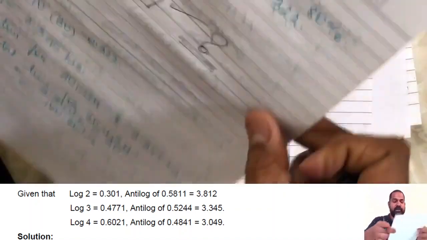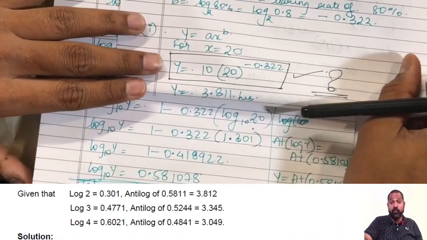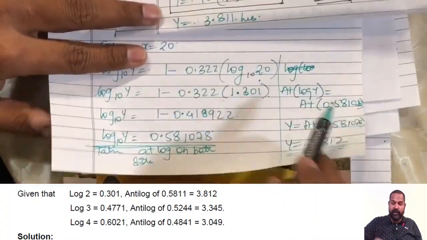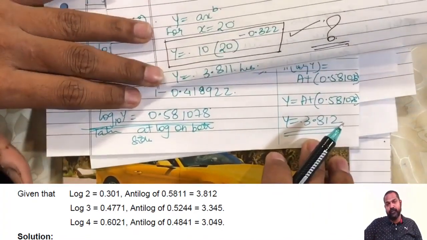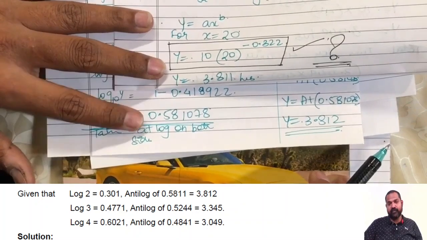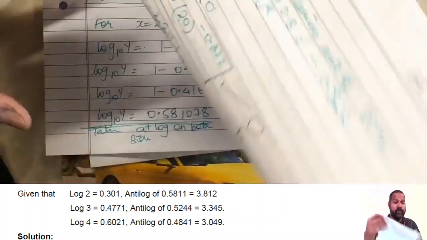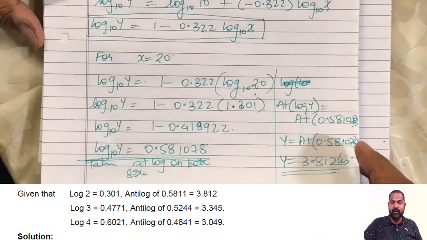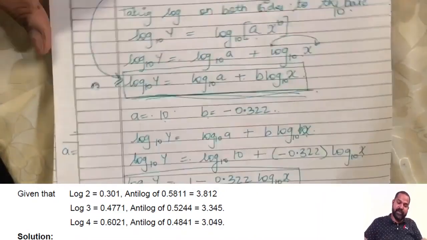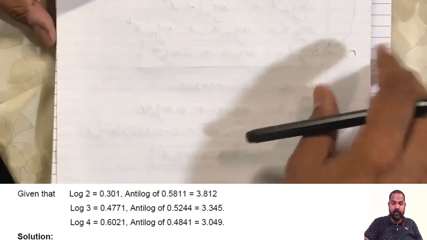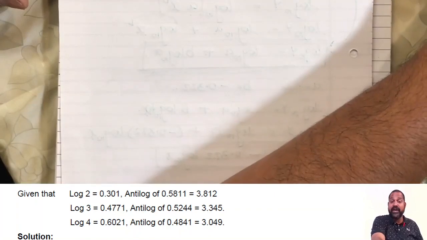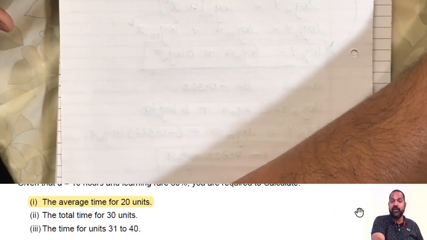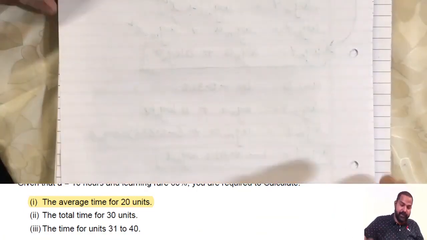Yes. Just some time ago I had done the same question, but I used my cell phone calculator and the answer is y is 3.811, and here I got 3.812. Isn't it the same? Yes. But how did I do this without using the cell phone calculator? That is the first question. Let's come to the second, where you want me to find the total time it takes for 30 units. Fine. Let's begin.